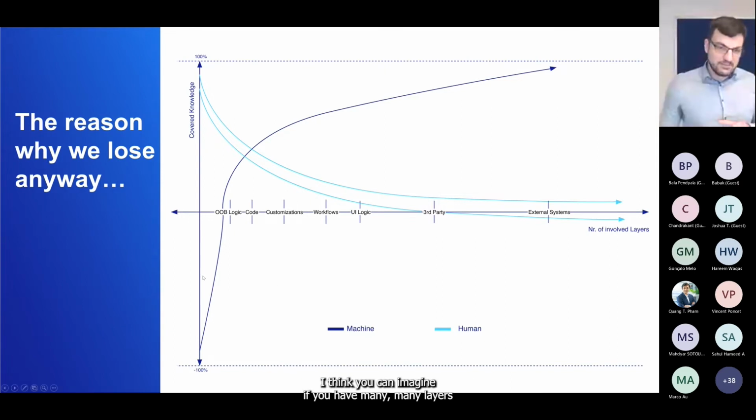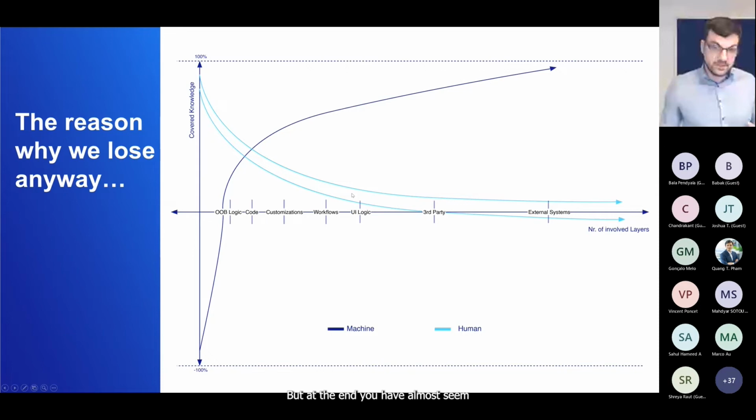I think you can imagine if you have many layers out of the box logic and code customizations, it's getting complicated. And then you have third-party things. So at the end, if you have many components, and let's assume in the beginning, if you have a very small system as a human being, you can see those lines here. You basically have knowledge about the whole system. So you can cover the whole system with your knowledge because it's a very small thing. But if you have many layers, it's getting more difficult.